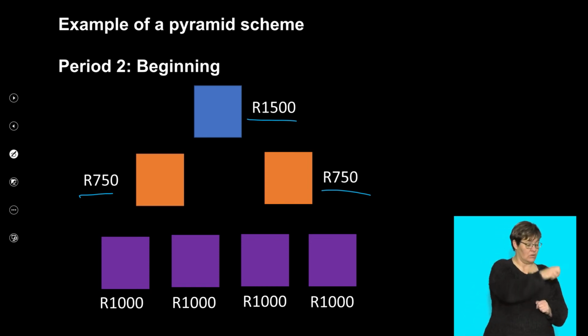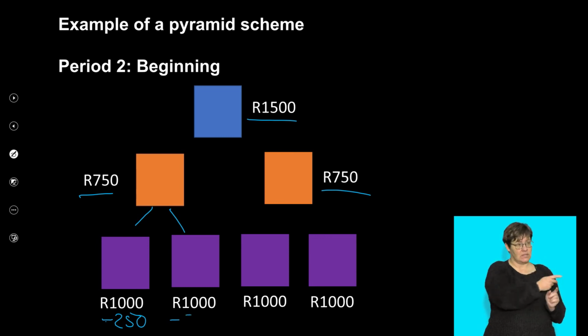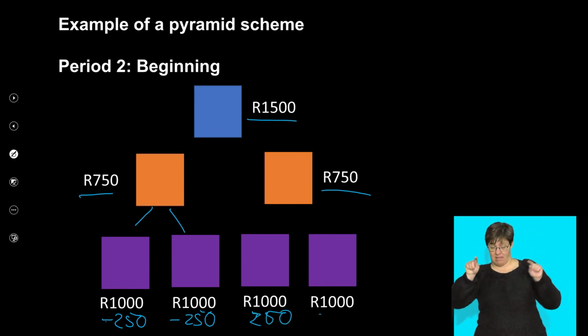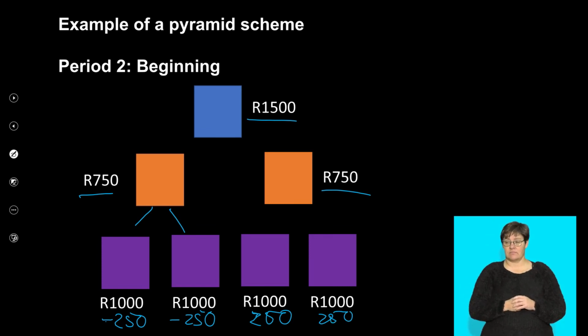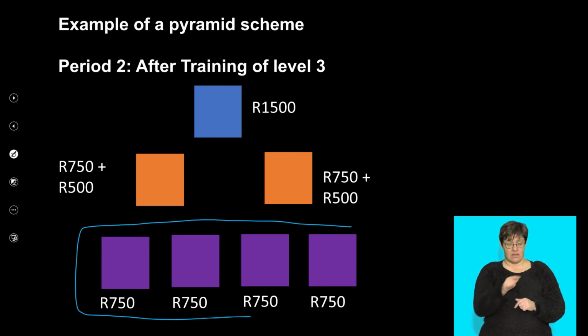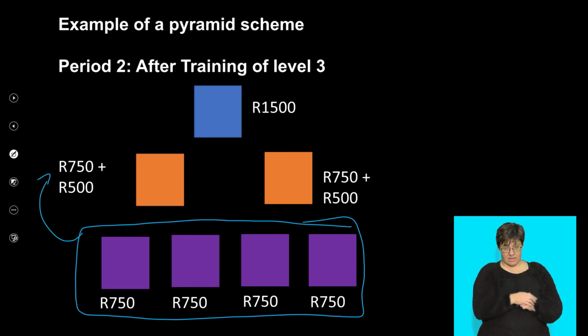And then remember how this goes. Each person must recruit 2 people. So it means this person will need to give off 250 of the amount, and this one will need to give 250 after training, that is. This must give 250, this person as well. And then lastly, this person must also give 250 of their amount. So in simple terms, when we talk about after training of level 3, we are mainly talking about after these people actually get trained, they pay the people who recruited them 250 each, so it becomes 500 rands.